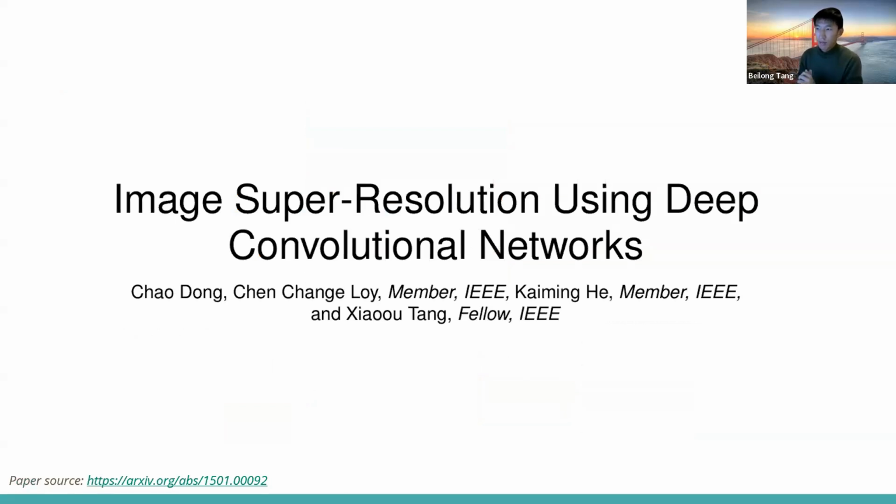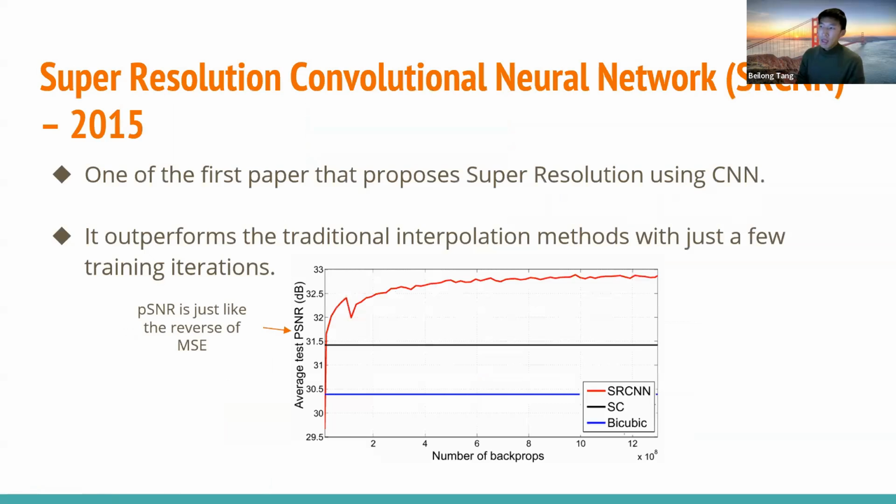The first paper I'm going to talk about is one of the very first papers that explore using CNN to do super resolution. It has one of the famous authors, Kaiming He, who is the author of ResNet, the residual network which is used everywhere in deep learning, basically. This paper, SRCNN, was originally proposed in 2015. It is one of the first papers that proposes using CNN to do super resolution.